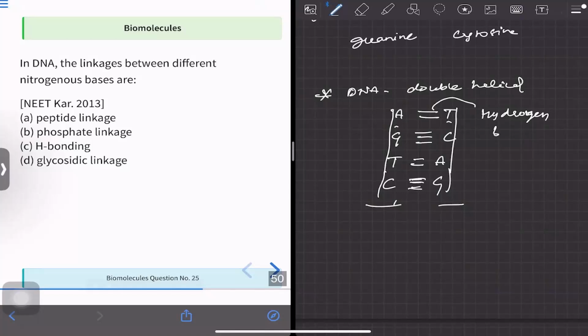They are asking how the linkage between different nitrogen bases is formed. The linkage is hydrogen bonding. So the correct option is C.